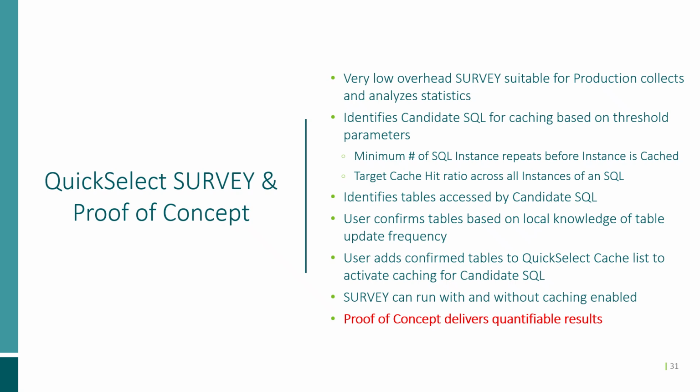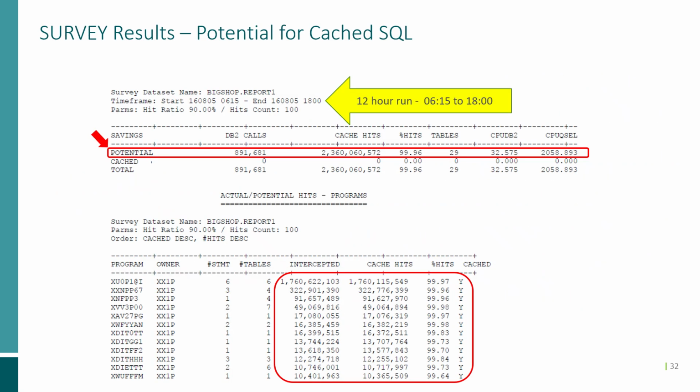Finally, a proof of concept delivers quantifiable results without having to actually turn on cache mode. So it's a great tool to very quickly see what the potential results from implementing QuickSelect will be in your environment. Let's take a look at a couple of typical survey reports.